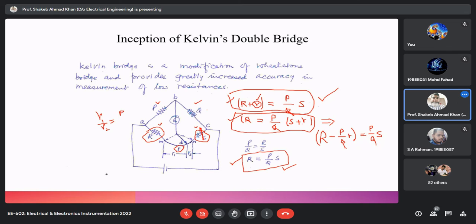P upon Q. If this condition is satisfied, अभी देखो, अभी हम उसमें नहीं जा रहे हैं कि ये कैसे किया जाएगा. अभी तो हम सिर्फ सोल्यूशन की बात करें. Obviously how this can be done, that is a challenge, but that is not the point of discussion at this moment. So if this condition is met, then your lead and contact resistance will not come into the picture, that small r will not come, and your balance equation will be clean like this, and you can very easily calculate, and your result will be unaffected by it. So this is the solution that has been suggested.